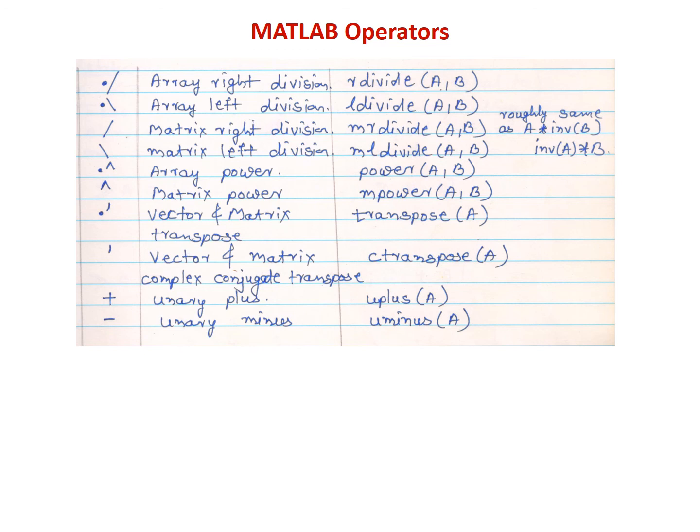After this, the plus, that is unary plus, and for this the matrix operation is uplus(a), and then minus, unary minus, and the function is uminus(a).